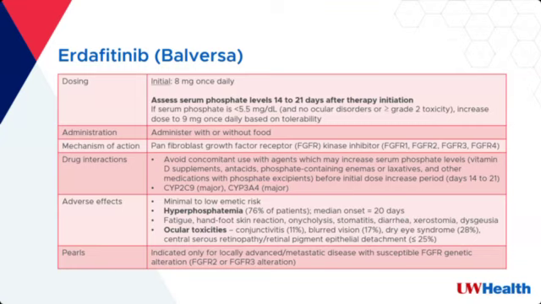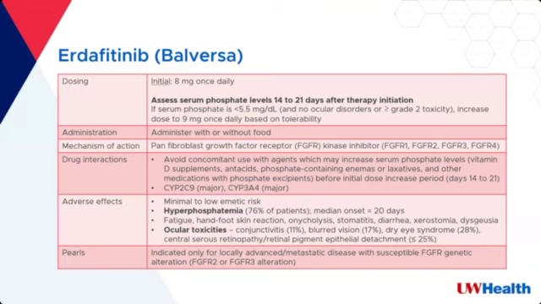Of course, from a drug interaction standpoint, we want to avoid concomitant agents that can increase our phosphate levels, things like vitamin D or antacids. And this is most important in that initial dose increase period. So right before that, at days 14 to 21, we want to completely avoid those agents. We can see other drug interactions because this is a CYP3A4 and CYP2C9 substrate.